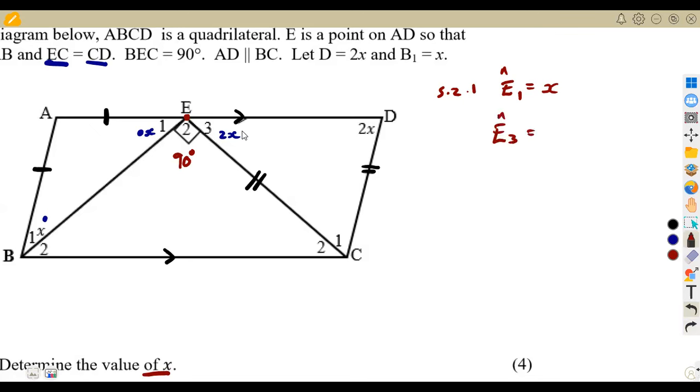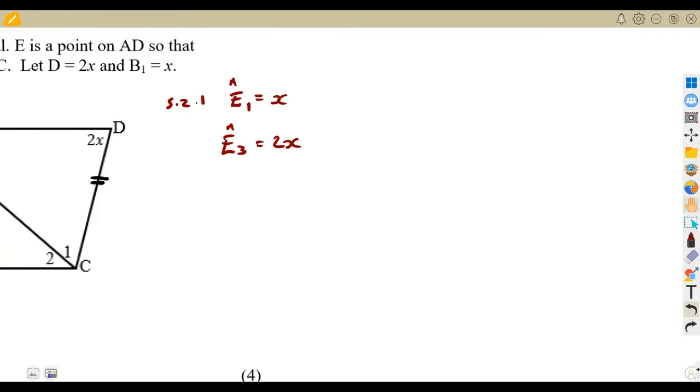Angle E3 is equal to 2x, not x, but 2x, all right? Remember, we indicated this. So E1 is equal to x from which concept? Remember, I was explaining from the angles that are opposite equal sides. These are angles opposite equal sides.